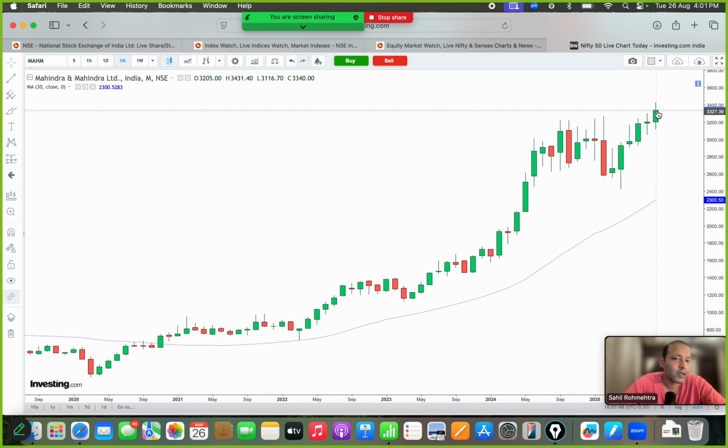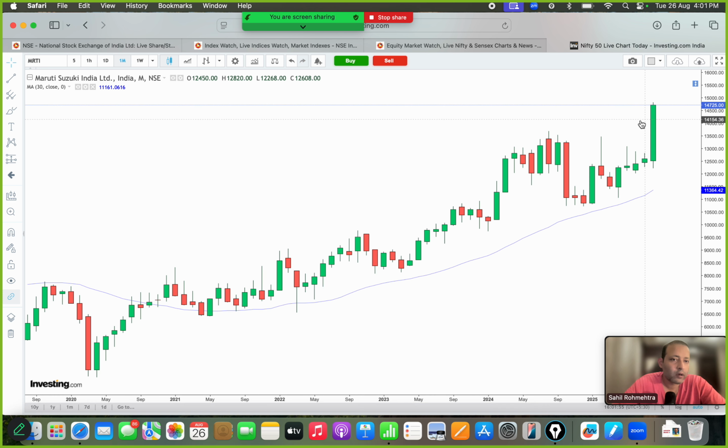Mahindra is as strong as Ashok Leyland, slightly stronger. So Mahindra will be kept, Eicher will be kept. Let's have a look at Maruti. Very strong. It's like Eicher. So Maruti will be kept. Balkrishna will be removed. Tata Motors will be removed. Hero Moto will be removed, etc.